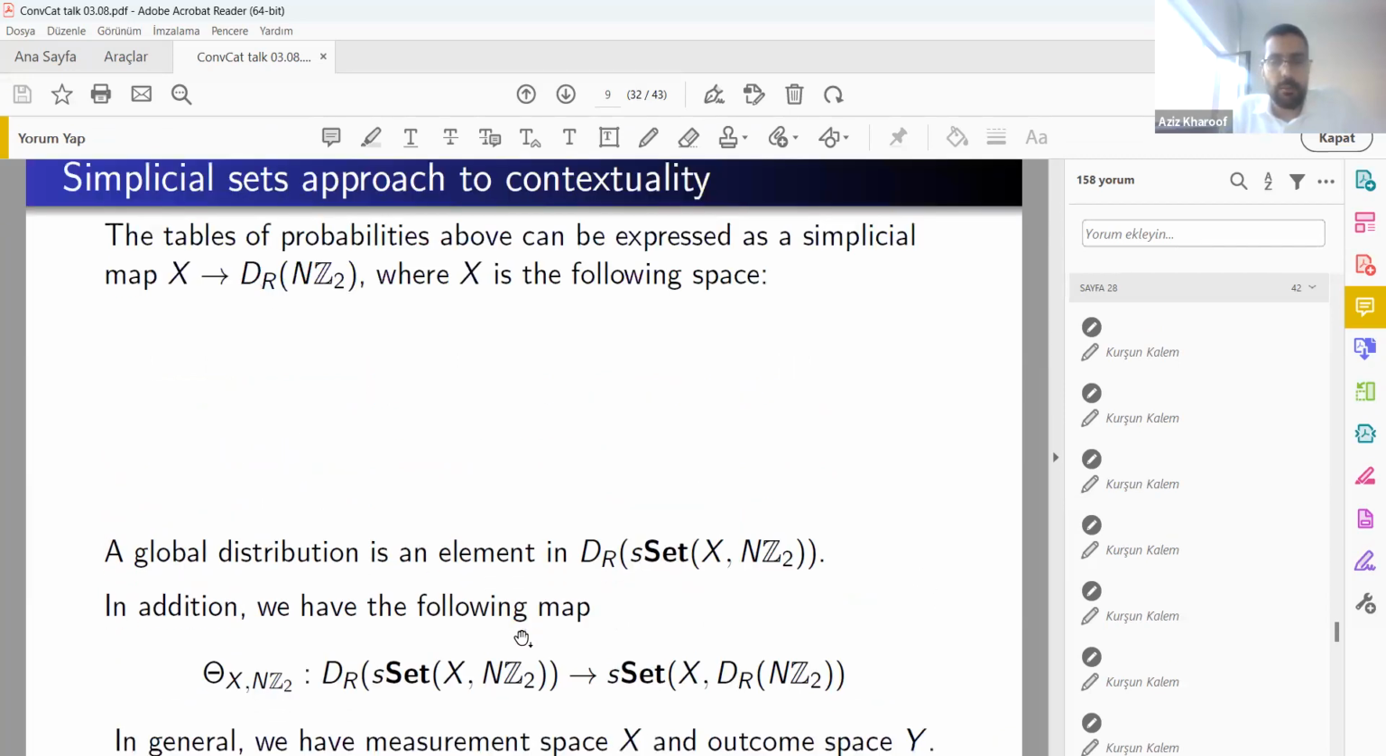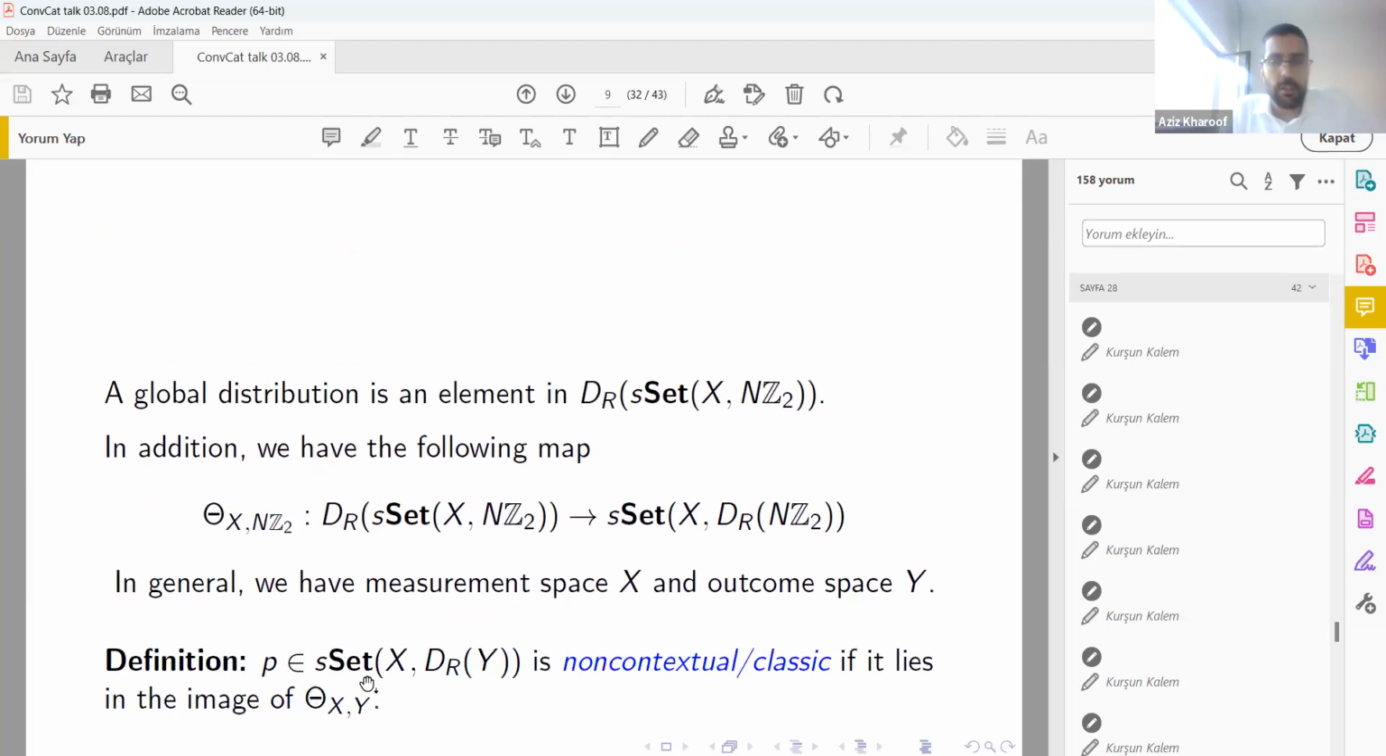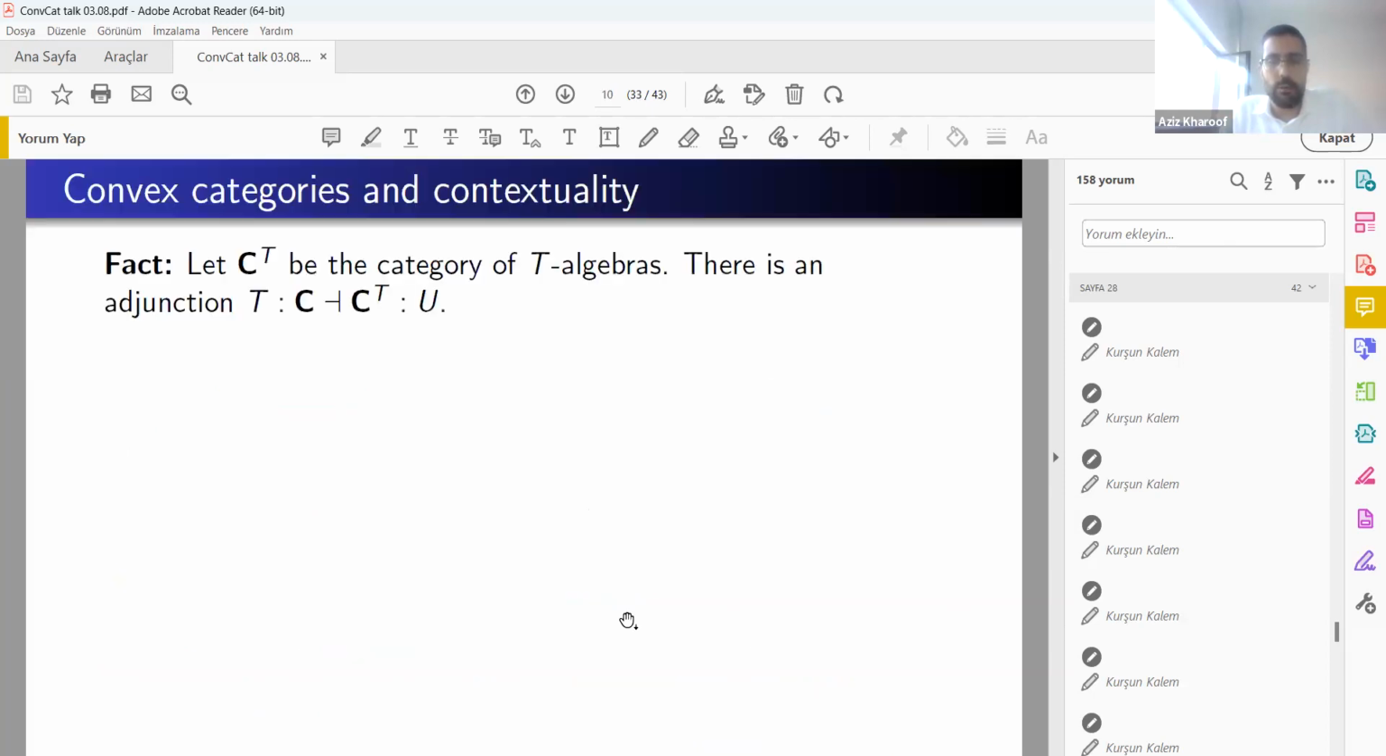And here is the definition. The definition is that a distribution is non-contextual, or classical, like it comes from classical physics, if it lies in the image of theta, like it's coming from a joint distribution. Okay, so this is the definition. Now, how is this related to the convex category? Let's see.